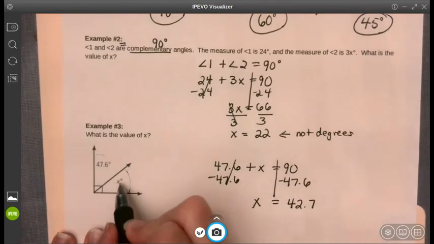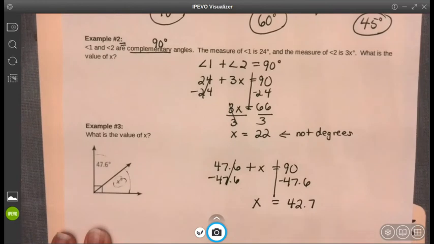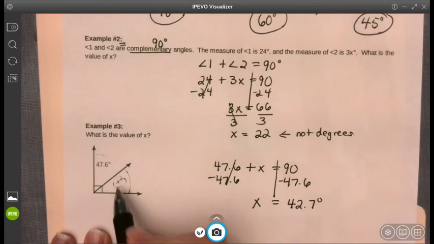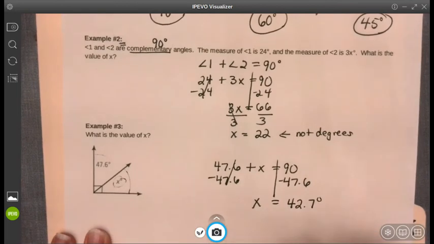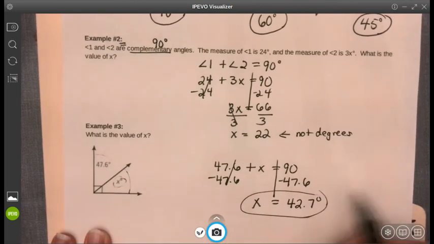And because there is that degree sign on that x right there, you can go ahead and put degrees. You don't always do that, but because they specified it there, you're okay. So that would be your final answer. Okay. Moving on to the next page.